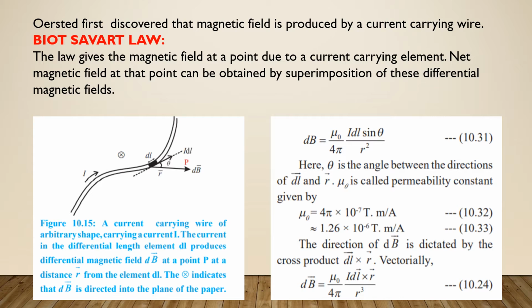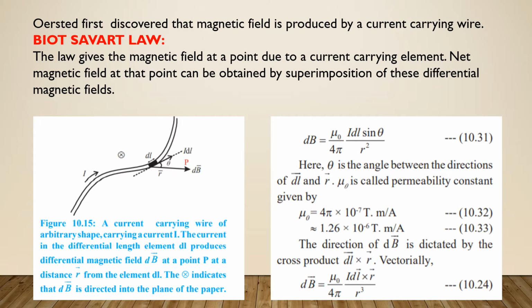The law states that the magnetic field at the point P is directly proportional to the current flowing through the element, length of the element, and sine of the angle between dl bar and r bar, and is inversely proportional to the square of the distance between the two. Here, dl bar is a vector which has the same direction as that of current flow, and r bar is the position vector of point P.